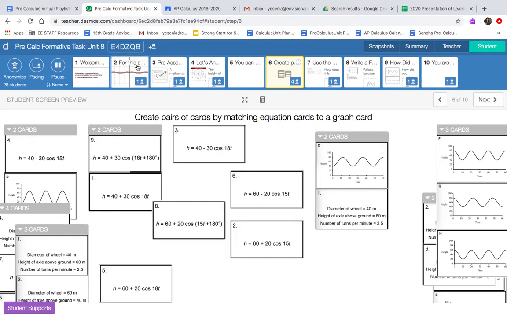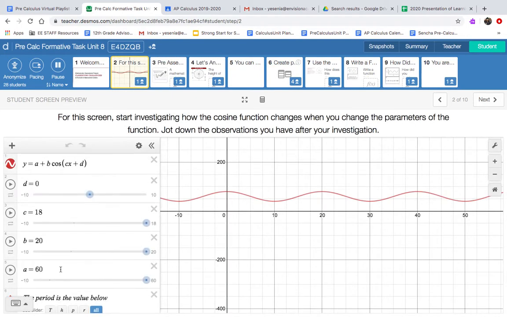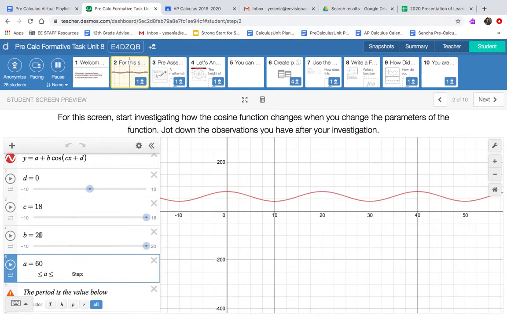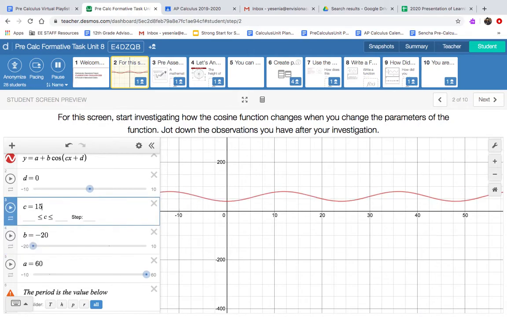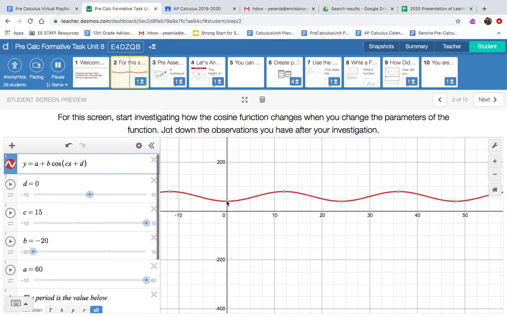Okay, let's go back to Desmos. I'm going to try this one out. My A was 60, my B was -20. Notice how when I put the negative, the curve flipped, which is actually nice because that's almost like how our graph looked. And then it was cosine 15. So let's check it out.